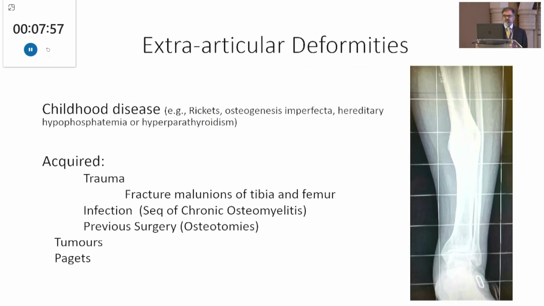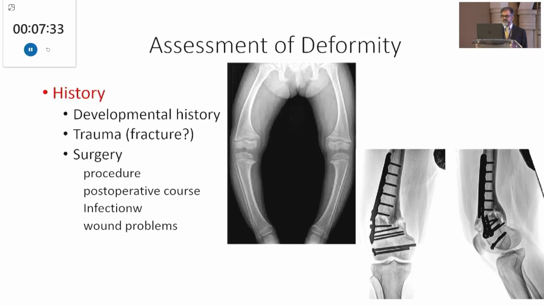Now, they can be a result of some childhood bone metabolic disease, or they can be acquired from trauma, which is much more common of cases that we encounter. They can be due to infection, chronic osteomyelitis. They can be due to previous surgery, osteotomies being one of them. And last but not the least, we mustn't forget rare cases like tumors and Paget's.